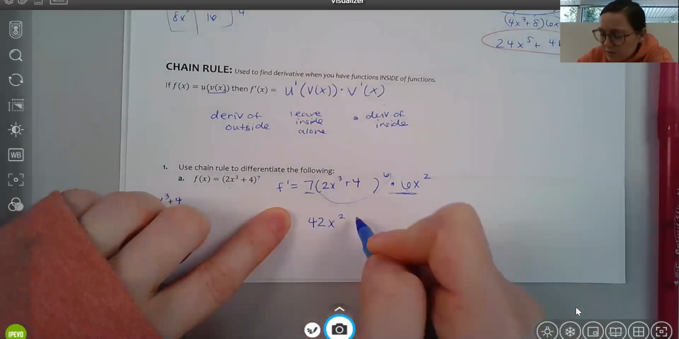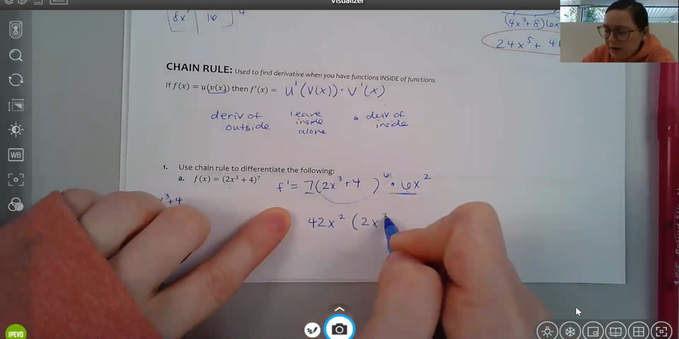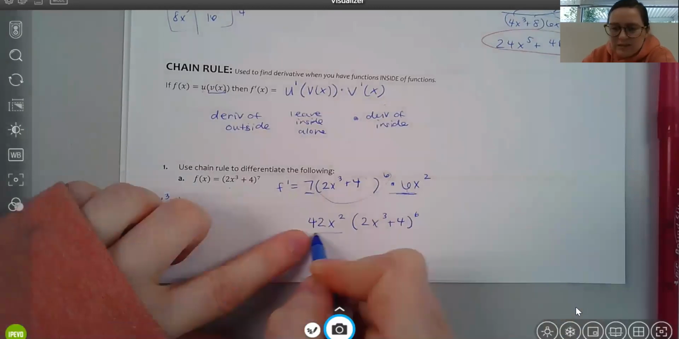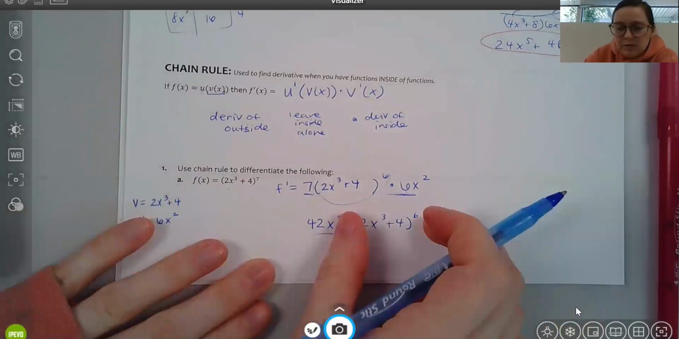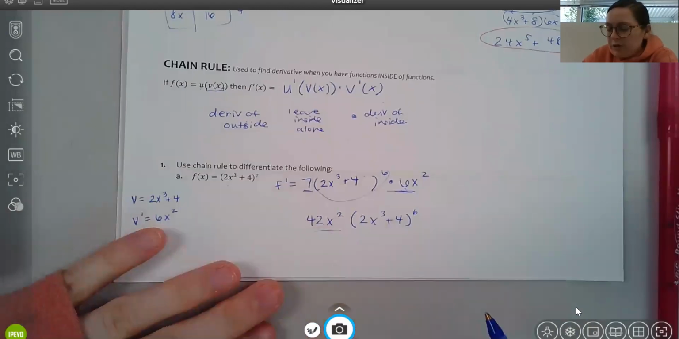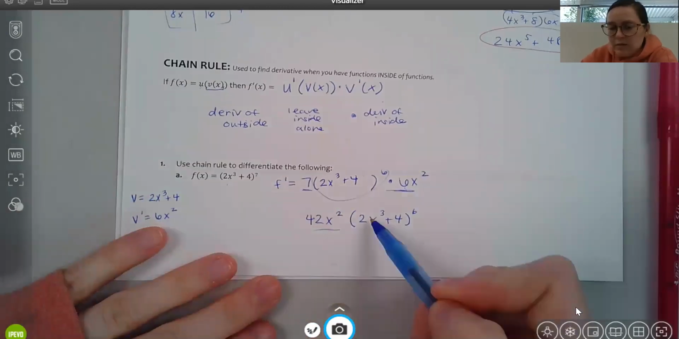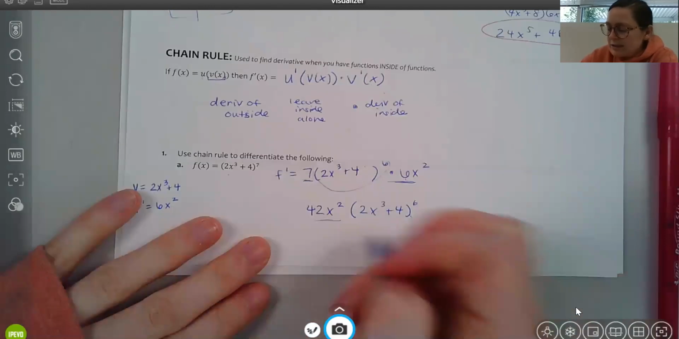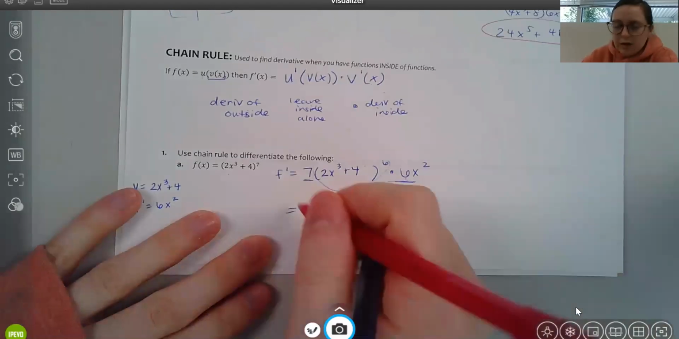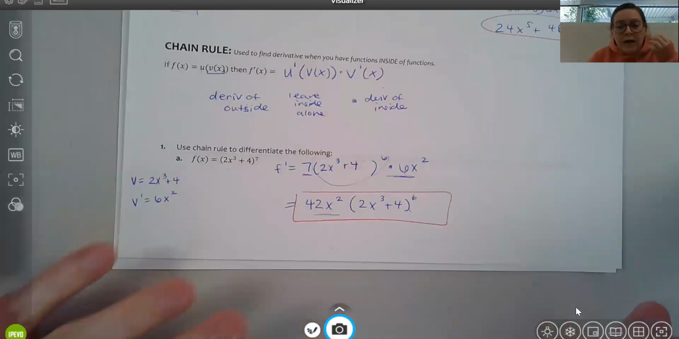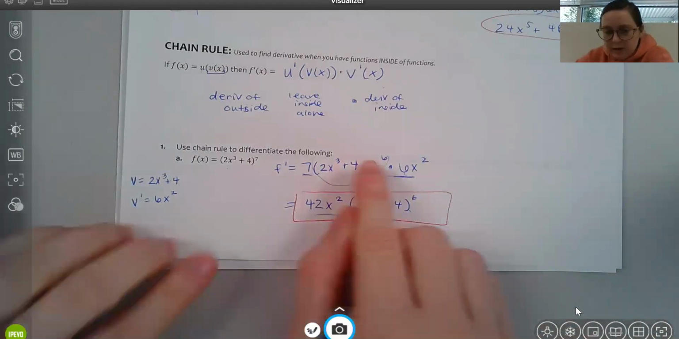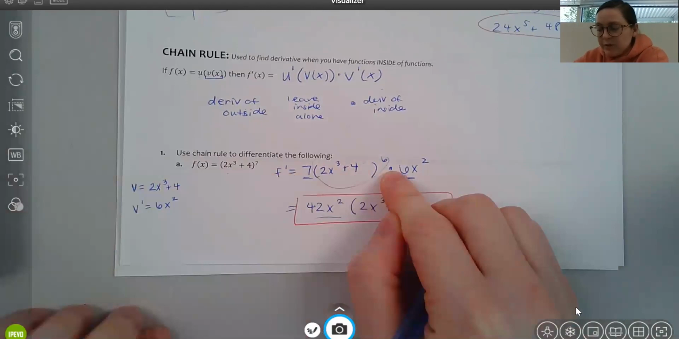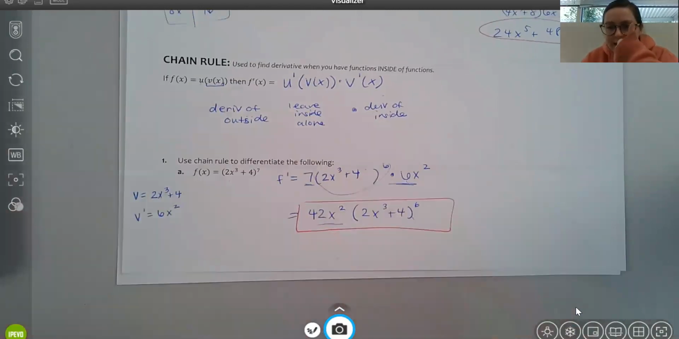I always like to write my coefficients, basically the stuff that's not binomials or whatever in parentheses, I always like those terms out front. But if you had 42 this times the x squared at the end, it doesn't matter. It's just kind of a standard way of writing. Yes, I'm done because I did derivative of the outside, left the inside alone, and then I multiplied by derivative of the inside. And I made it look nice.